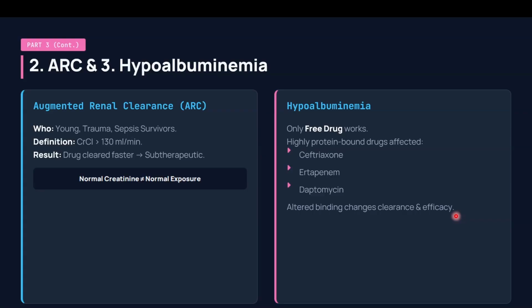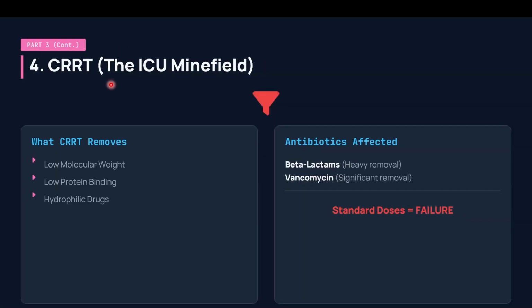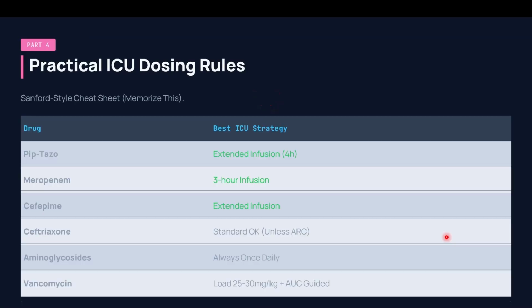Then CRRT, continuous renal replacement therapy, which many patients will be on in the ICU. It removes low molecular weight substances, low protein-binding, and hydrophilic drugs. So mainly the beta-lactams and vancomycin are affected. Beta-lactams are usually under-dosed in such scenarios of CRRT. So the standard doses will always fail. So go for higher-end doses.